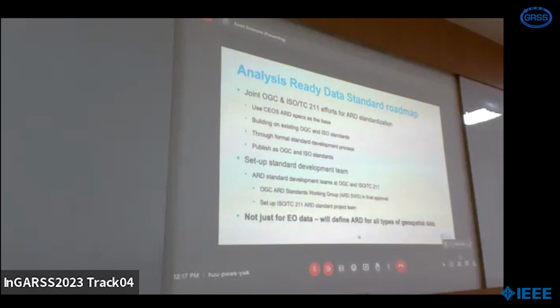We are going to follow our processes, which means all the stakeholders come in, and we'll publish it jointly to organizations. So we have a new standards team. It is joint amongst these organizations. The OGC Standards Working Group and the ISO committee will be working together on this. And we're going to do this not just for Earth observation data. So we would have ARD for all types of spatial data.